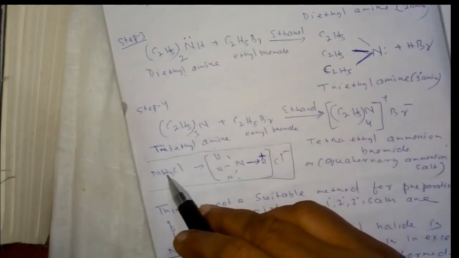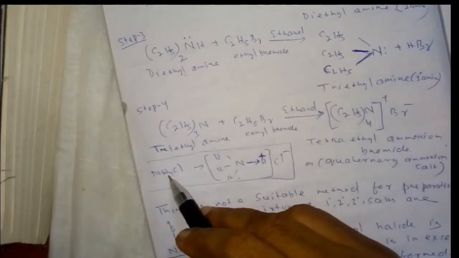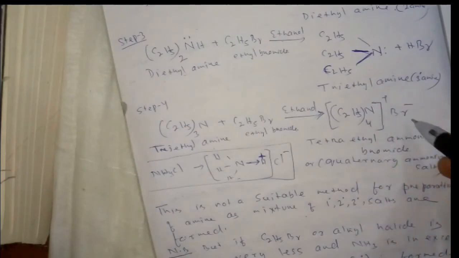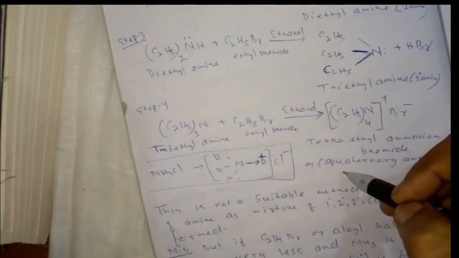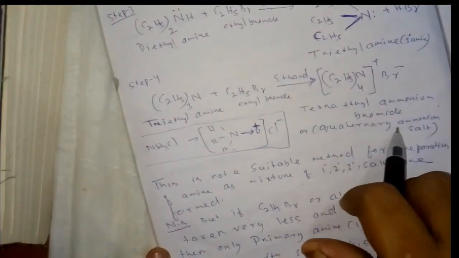In place of 4 H, 4 ethyl groups are replaced. So it is called tetraethyl ammonium chloride, or bromide. This is bromide, tetraethyl ammonium bromide. So this is the salt, quaternary ammonium salt.